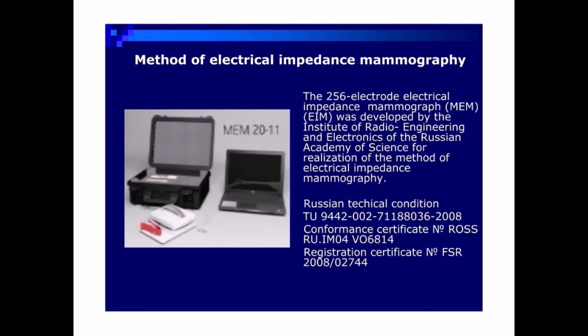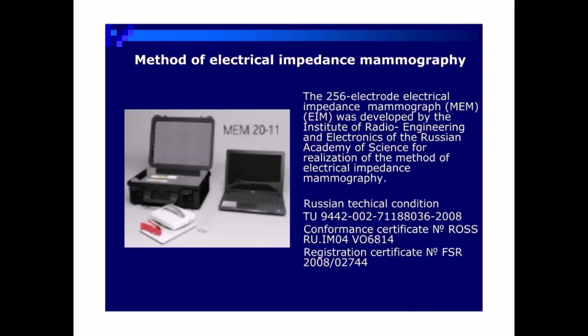The 256-electrode electrical impedance mammograph, EIM, was developed by the Institute of Radio Engineering and Electronics of the Russian Academy of Science for realization of the method of electrical impedance mammography. Russian Technical Condition 29442-002-7118806-2008. Conformance Certificate ROSS RU.IM04.V06814. Registration Certificate FSR 2008/02744.